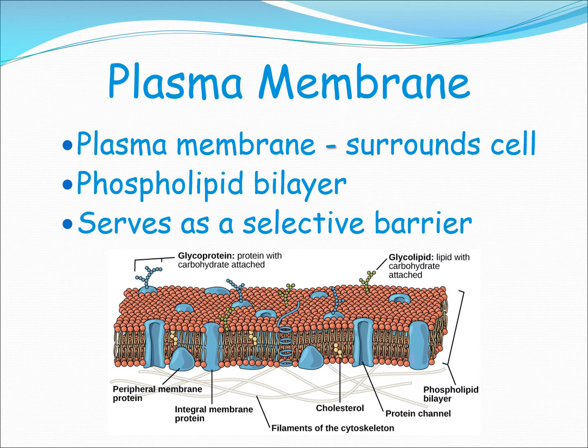All cells have a plasma membrane, also known as a cell membrane. This is a layer which helps hold the cell together and is made of 2 layers of phospholipids, a bilayer. If you recall from Chapter 2, a phospholipid bilayer has a hydrophilic head and 2 hydrophobic tails. These 2 layers form a barrier that is selective, or picky, in what it allows to pass through.